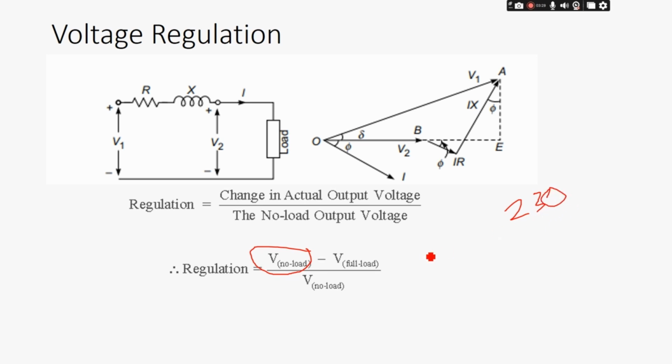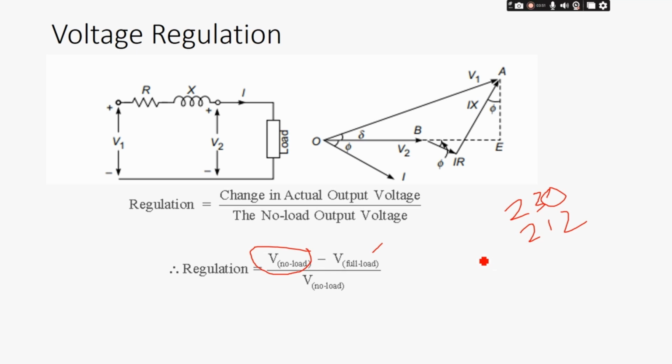Okay, so this is just an example, 230. Now once we are adding the loads, what we will see is this voltage is getting lesser. And 230 minus 212, divided by 230, will give us a percentage, or some particular value, that will be called regulation.